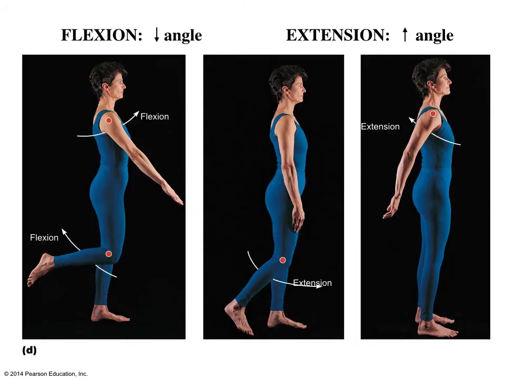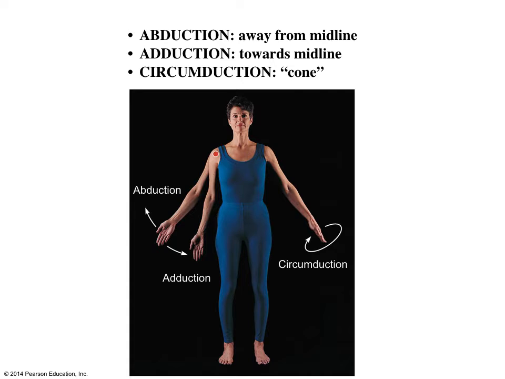The various movements possible at synovial joints, you should understand. This will help you a lot once we start learning the muscles. Flexion and extension. When you flex at a joint, you are decreasing the angle at that joint. Extension would be an increase in the angle of that joint. In adduction, you are moving a body part towards the midline. Abduction, away from the midline.